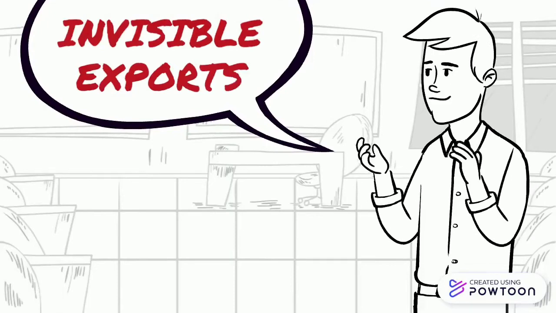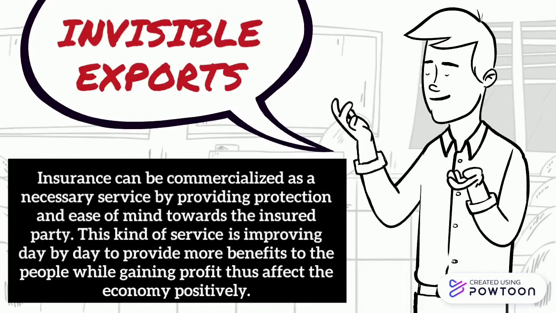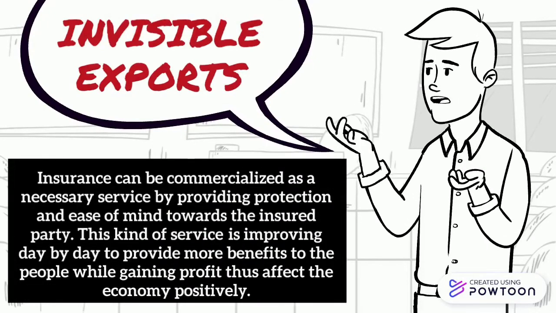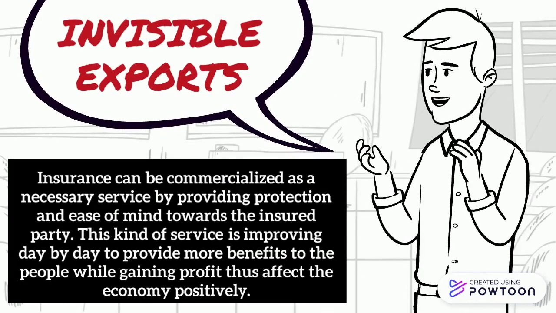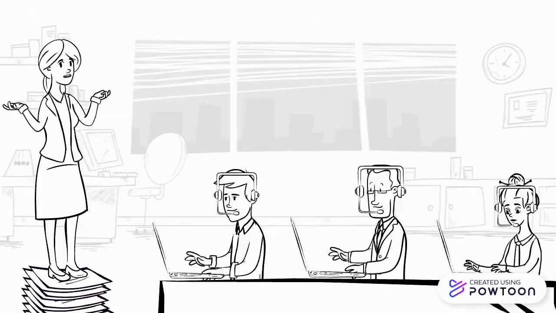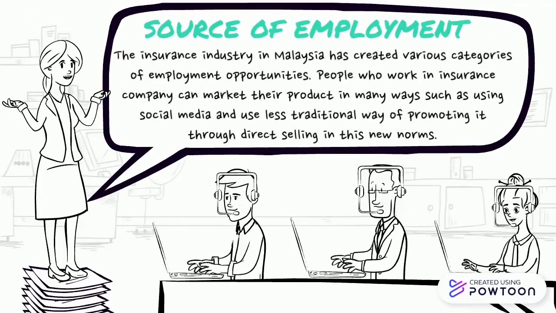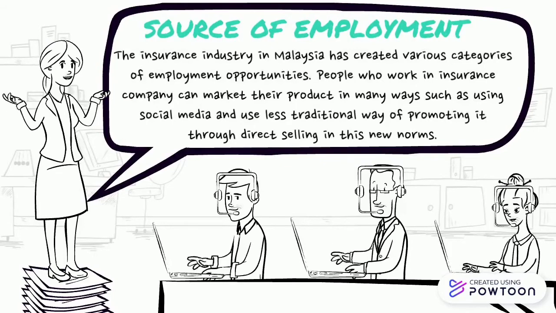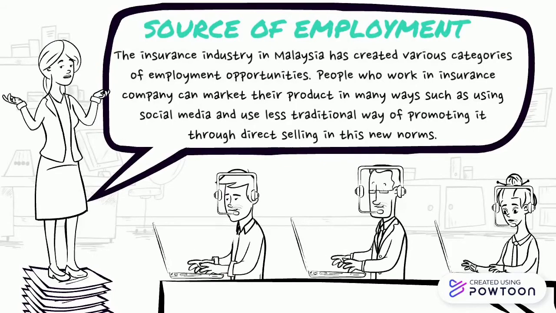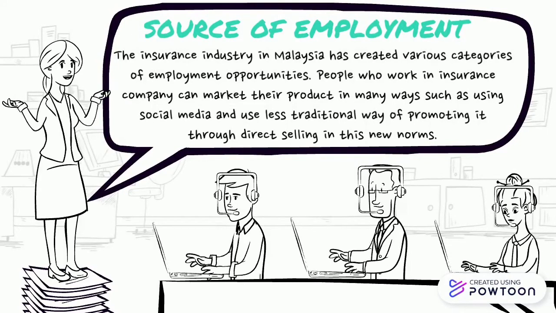Second is invisible export. Insurance can be commercialized as a necessary service by providing protection and ease of mind toward the insured party. This kind of service is improving day by day to provide more benefit to the people while gaining profit, thus affecting the economy positively. Lastly, source of employment. The insurance industry in Malaysia has created various categories of employment opportunity. People who work in insurance companies can market their product in many ways such as using social media and less traditional ways of promoting it through direct selling in this new norm.